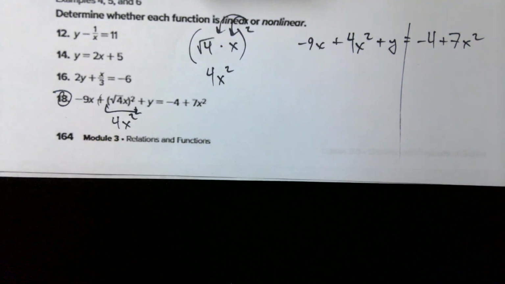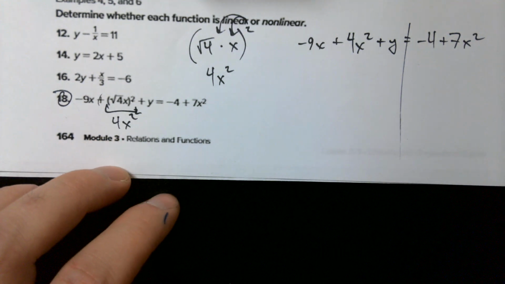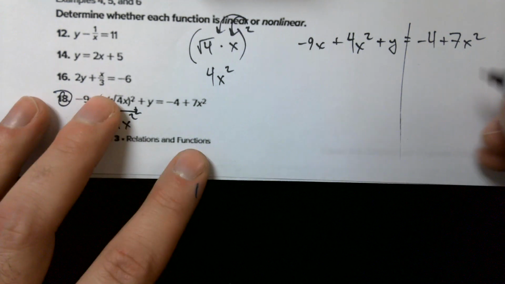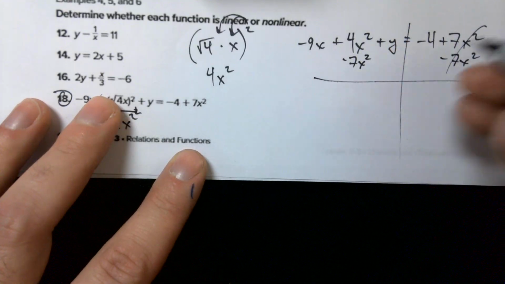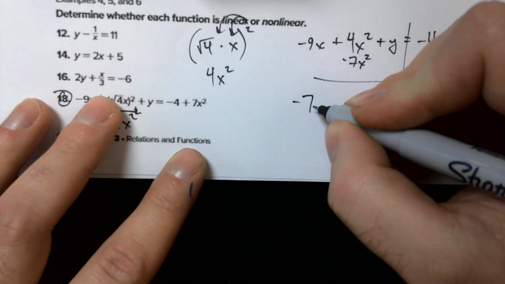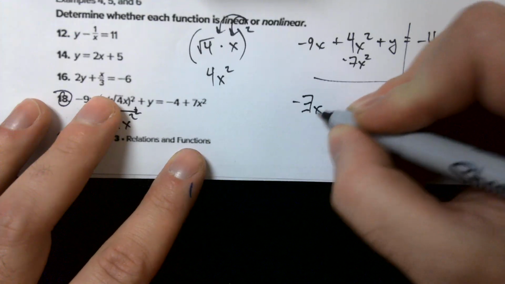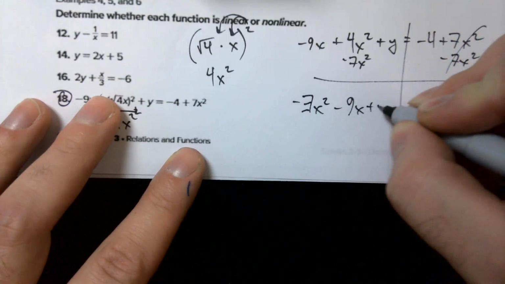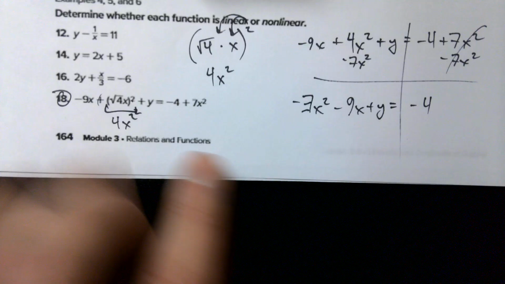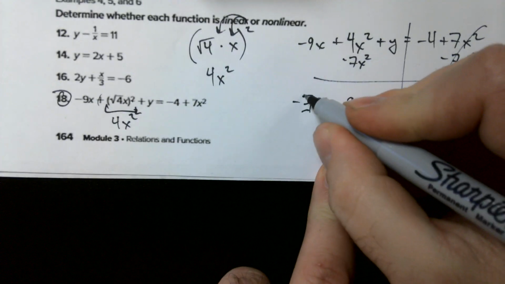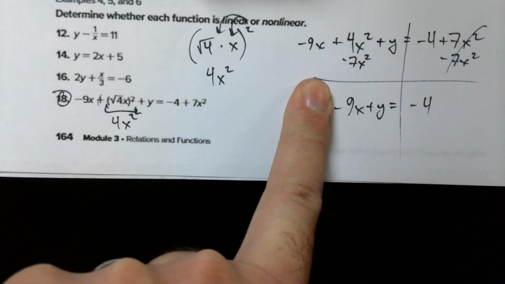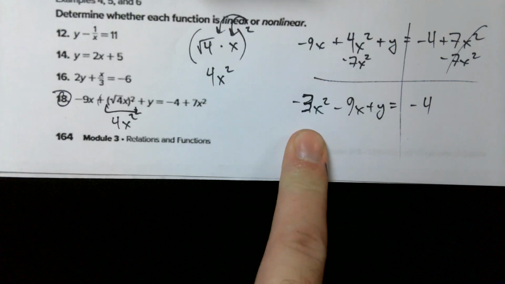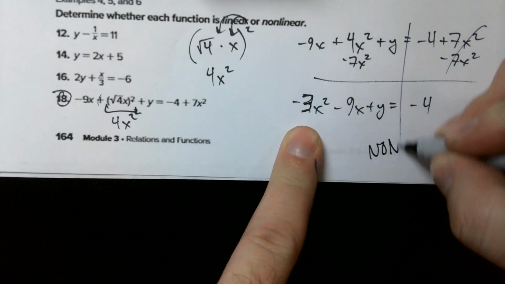All right. If I want to get this in standard form, I can subtract the 7x squared from both sides, line it up with my like term. I'm going to write this in order. Negative 3x squared minus 9x plus y equals negative 4. Is that standard form? No, because I've got this 3x squared here. If that guy wasn't there, would it be linear? Yes, but because he's still there, this is non-linear.